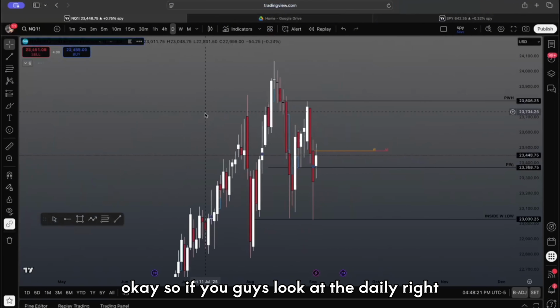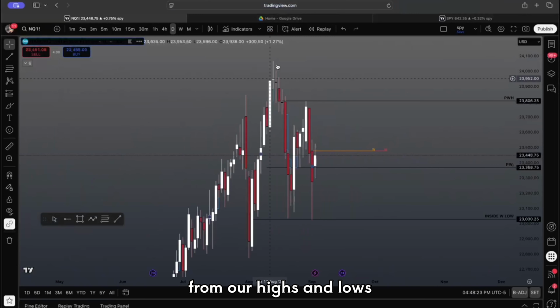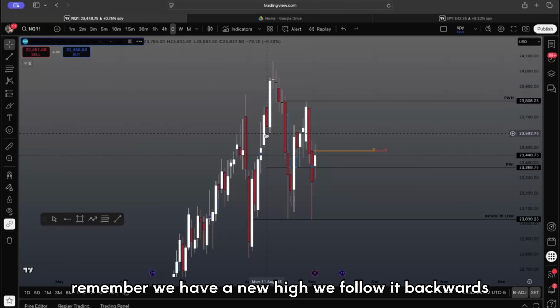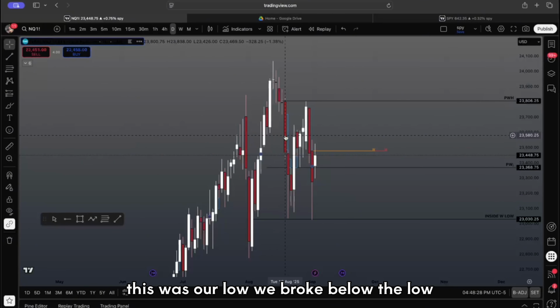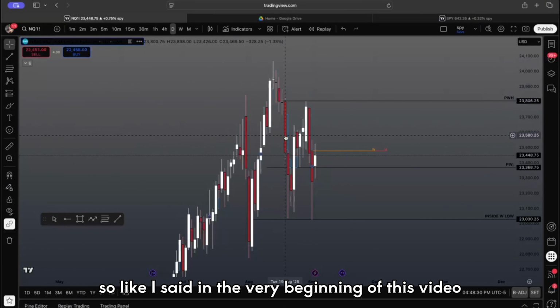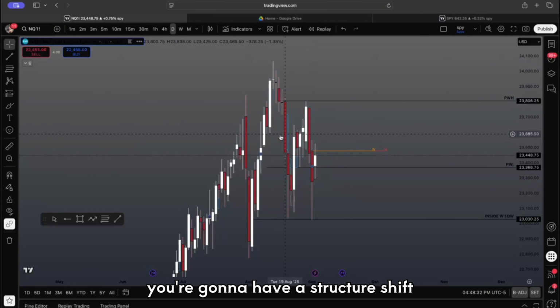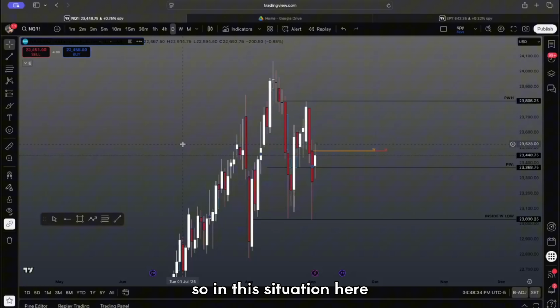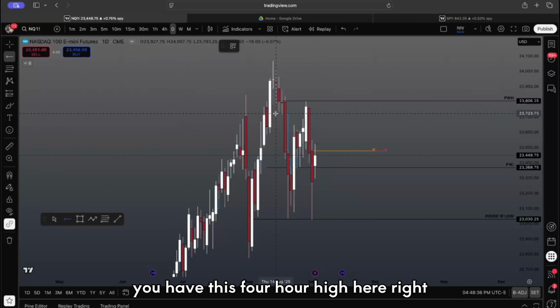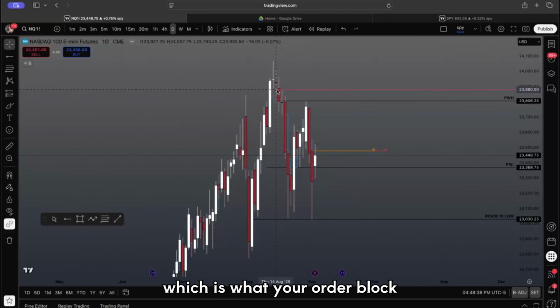Okay, so if you guys look at the daily, right, from our highs and lows, remember we have a new high, we follow it backwards. This was our low. We broke below the low, so like I said in the very beginning of this video, if you have an imbalance, you're going to have a structure shift. You're going to have a new high. So in this situation, you have this 4 hour high here, which is what? Your order block.